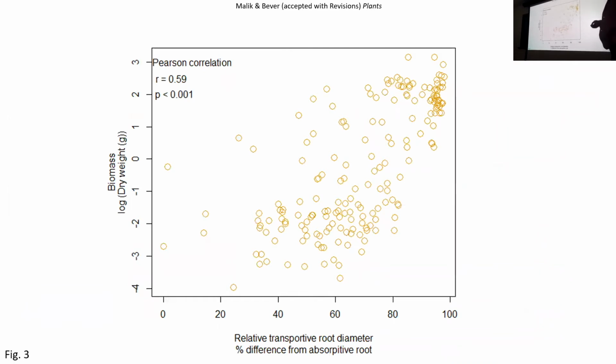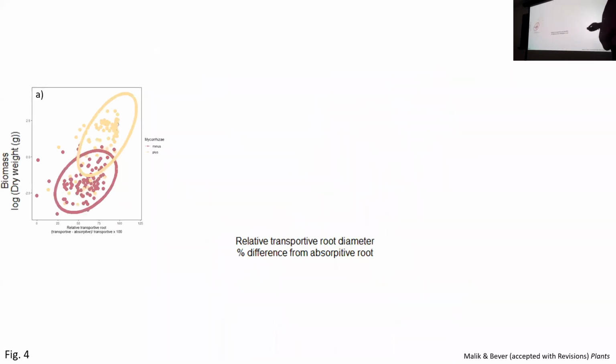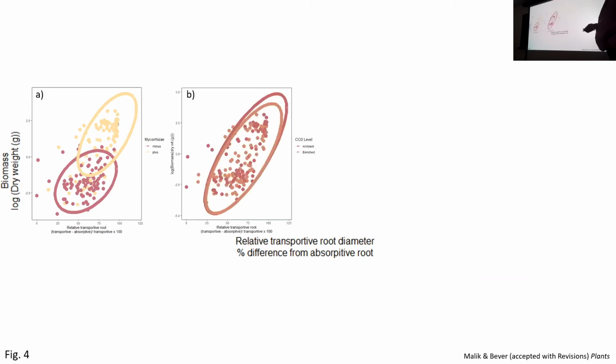And there was a correlation between relative transport route and biomass, and this was significant. Also, as it relates to relative transport route and biomass, these are all the different plants used in the study. You see that there's a difference. There's less overlap between the presence of mycorrhizae and the absence of mycorrhizae. There's a lot of overlap between CO2 treatments when looking at this relationship between biomass and relative transport route.